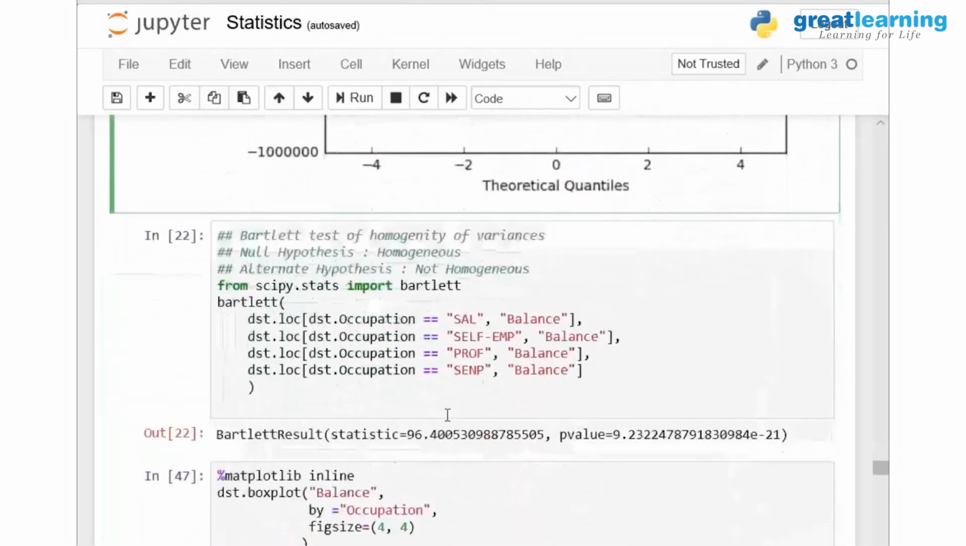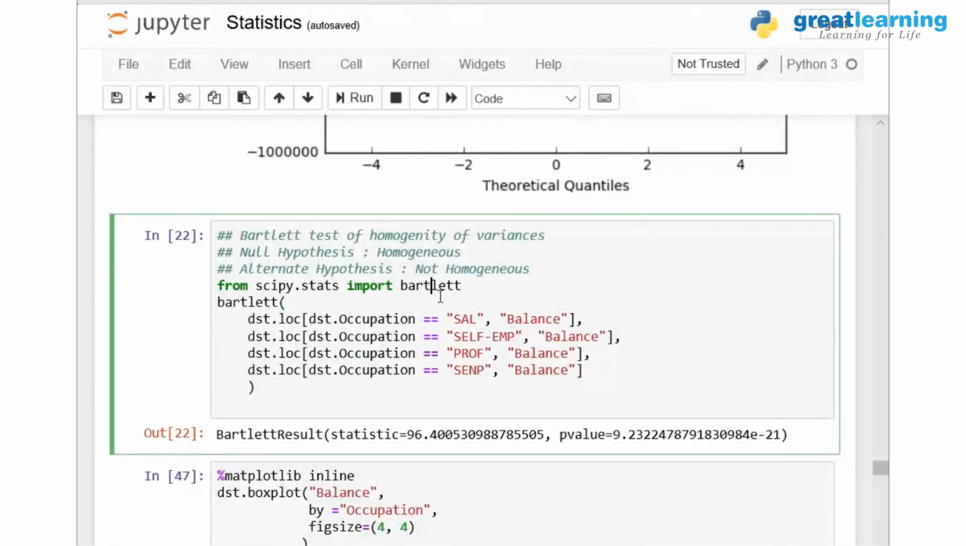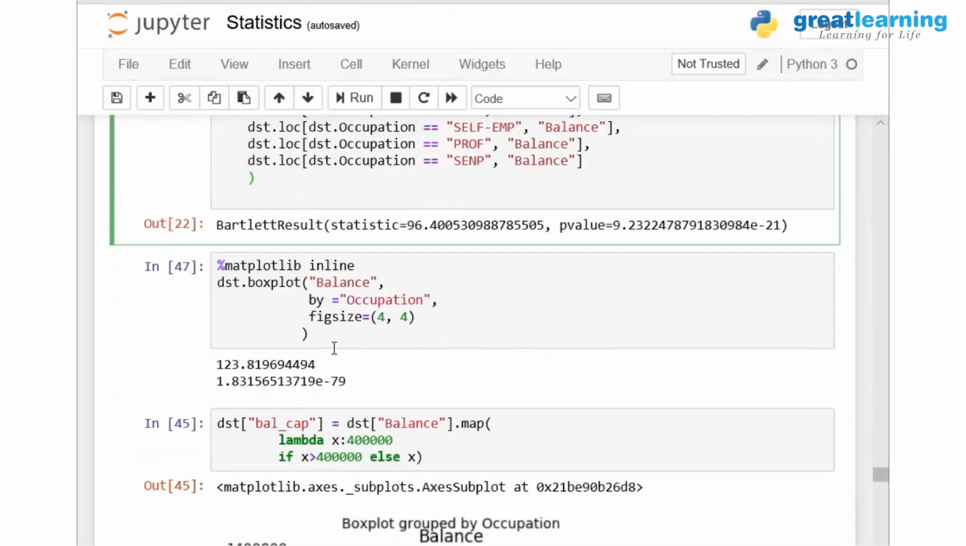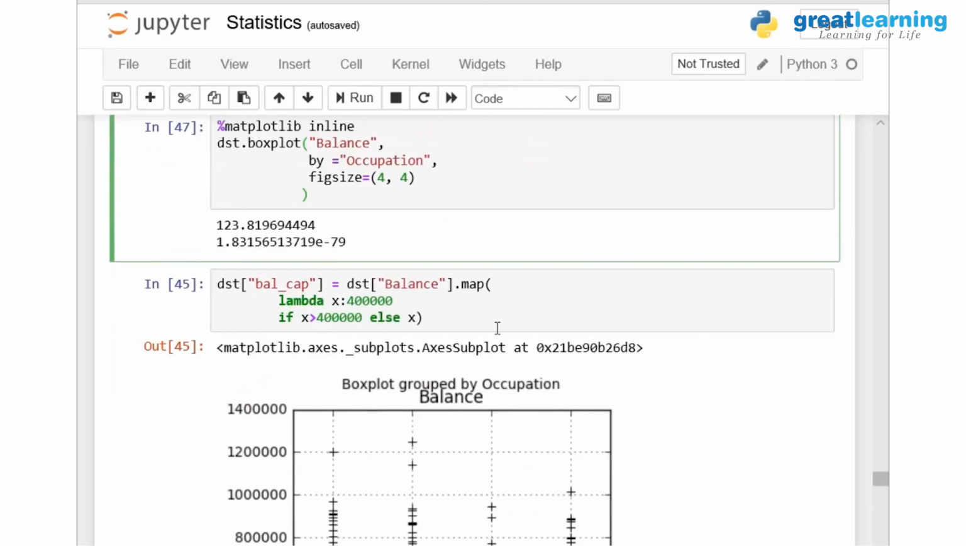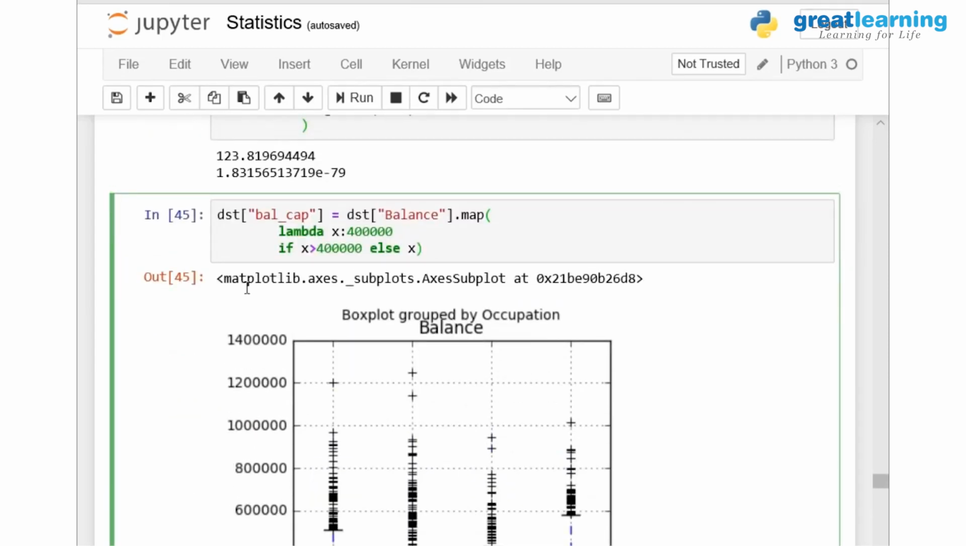Then which one? This QQ plot you are able to run? This Bartlett you are able to run? Then this box plot you are able to run? Then this capping code you are able to run?